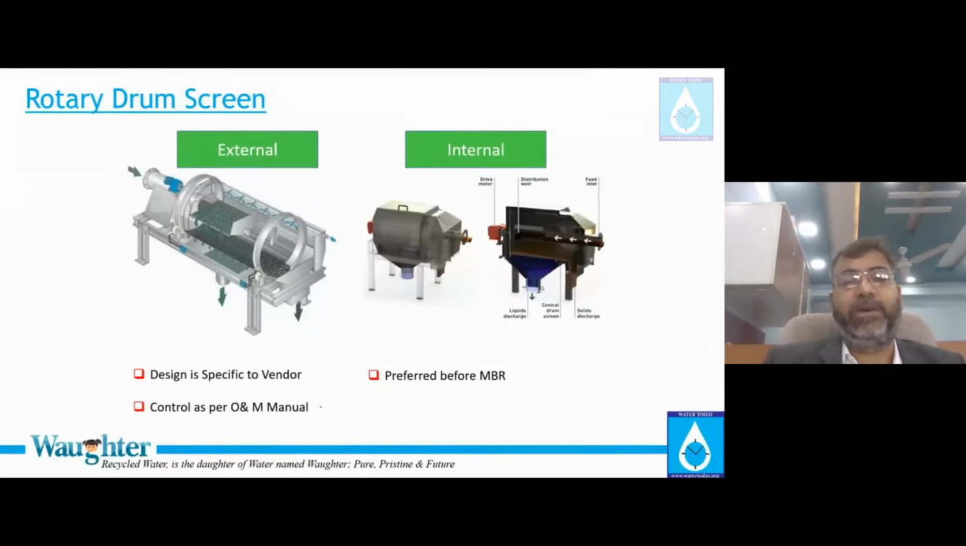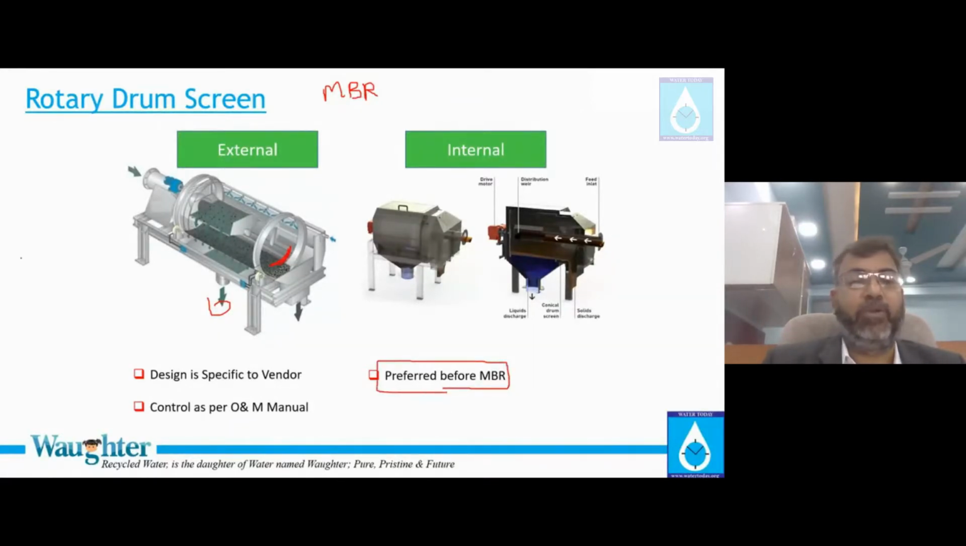Rotary drum screen. These are the lovely screens. Again, I love them. These are the screens which are mostly used in MBR. Now, what is this screen for? These screens are for removing the bulk of the material, giving the outlet here, and most of the impurities remain inside. When the impurities are inside, you have something called shower water, and you keep on cleaning these screens as well. This screen is preferred before MBR, most of the time.